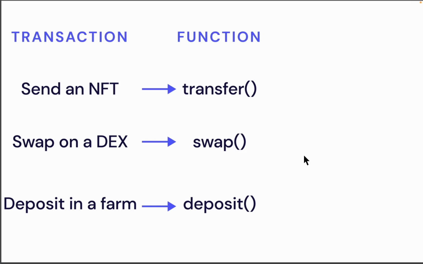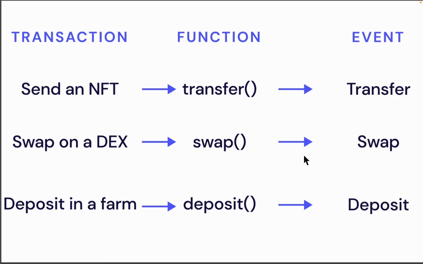Now, depending on how the contract was written, these function calls can emit what is called an event when they're executed. So, for example, when calling the transfer function of a token smart contract, a transfer event is usually emitted, and these events are stored on-chain, on the blockchain, as what are called logs.